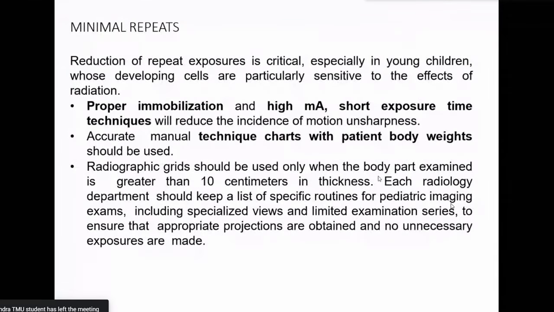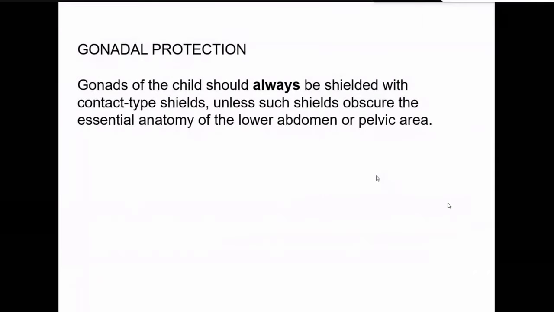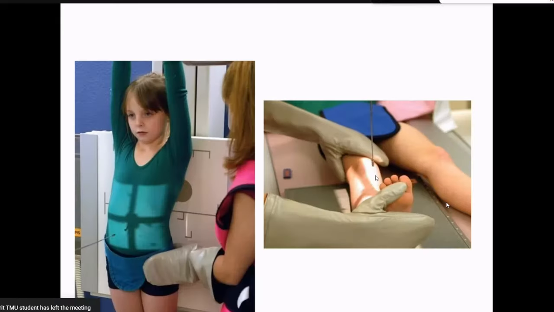The accurate manual technique charts with the patient body weight should be used. The radiographic grid should be used only when the body part examined, as I told in the earlier slide, is more than 10 centimeters in thickness. Next, gonadal protection. The gonads of a child should always be shielded with contact type shields, unless such shields obscure the essential anatomy of the lower abdomen or pelvic area. So this is how we can use the gonadal shield. If you are doing an extremity body part exposure, definitely then we have to use it.